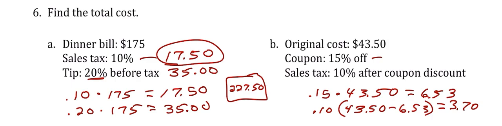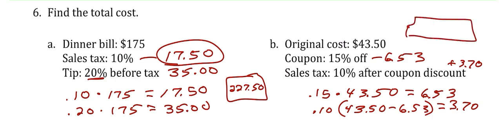So this is going to be something we're subtracting. We're subtracting $6.53, but we have to add in the sales tax. So I'm going to put a little plus $3.70. So our grand total in this problem, let's write it up here just to have enough space for everything, is $40.60. Okay, real world examples.